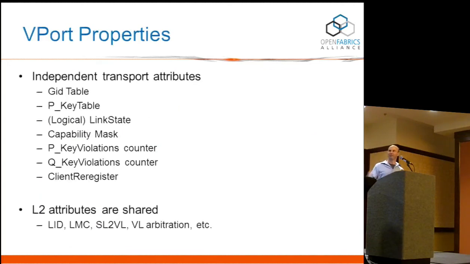Excellent question. Here is what we think is a good start for virtual port properties. Basically, anything that's transport related, and everything that's link related is not. It means each virtual port has its own GID table, PK table, and logical link state, not a physical link state.